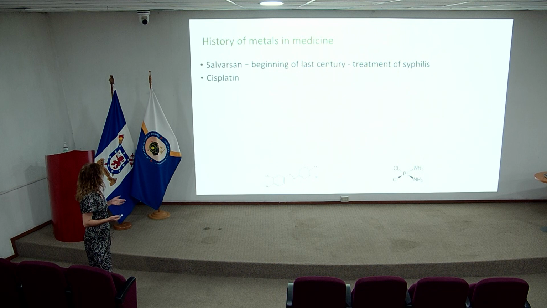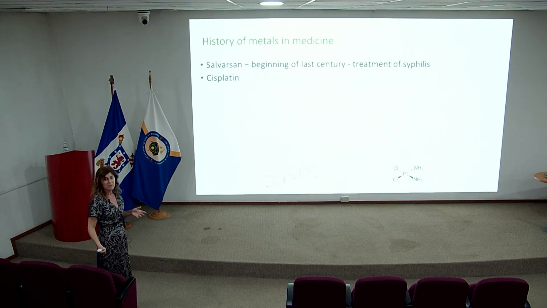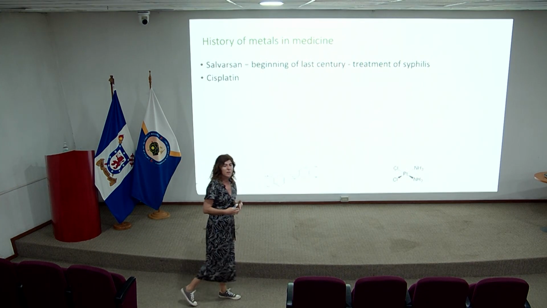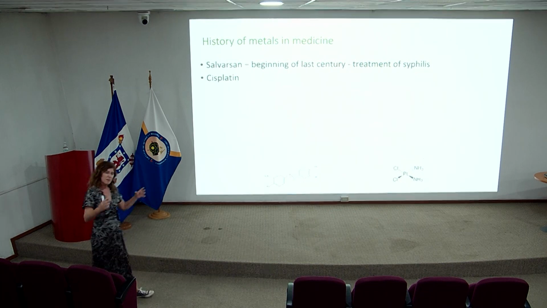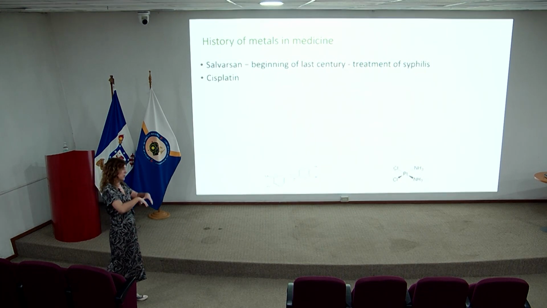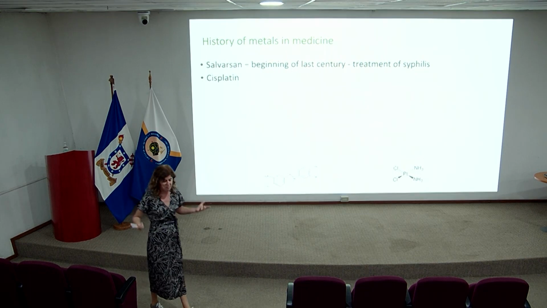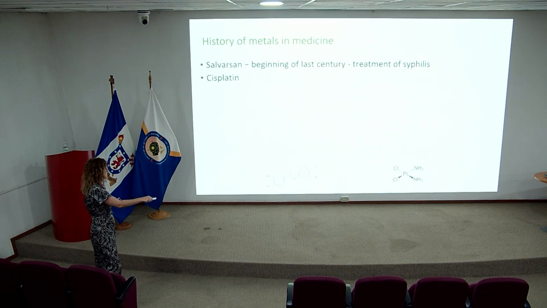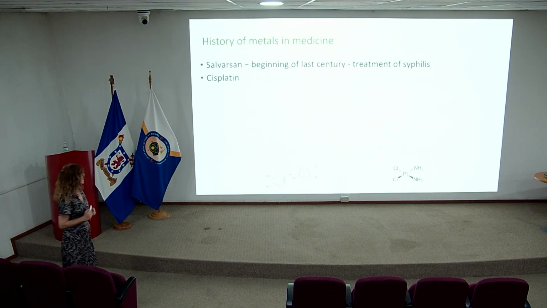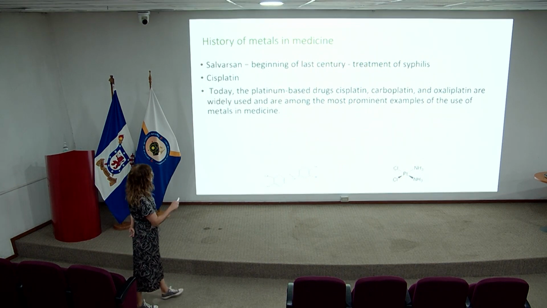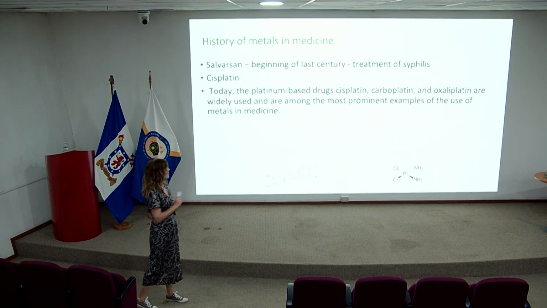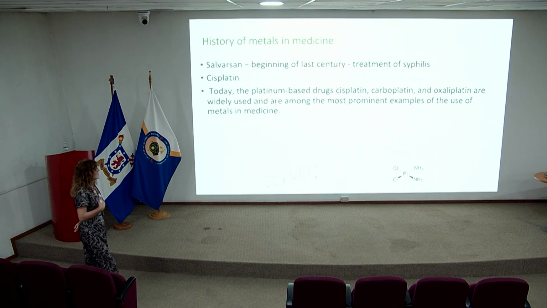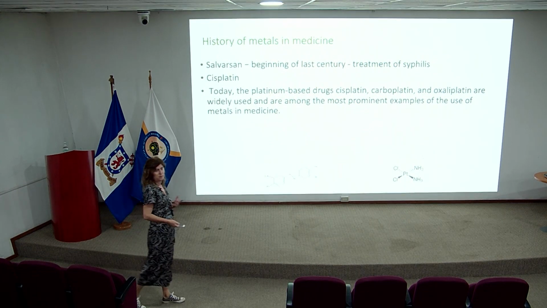Then we have cisplatin. I think everybody knows cisplatin. It's a very simple molecule, and I think this is sometimes the beauty, and we should focus also on that. Keep the compounds simple, because if we have very complicated molecules, I don't think that's the best way to go. So cisplatin is very simple: platinum, 2 chlorides, 2 amines. And still today, the platinum-based drugs cisplatin, carboplatin, and oxaliplatin that I will show you are widely used and are among the most prominent examples of the use of metals in medicine.